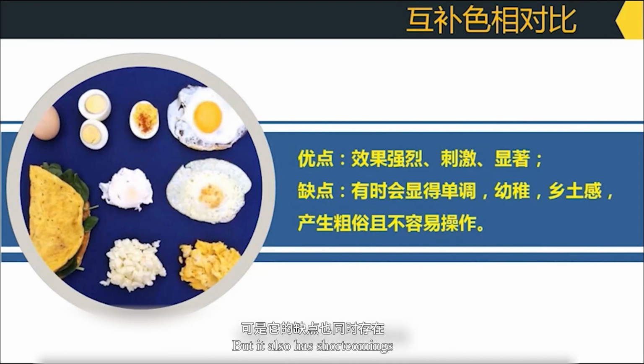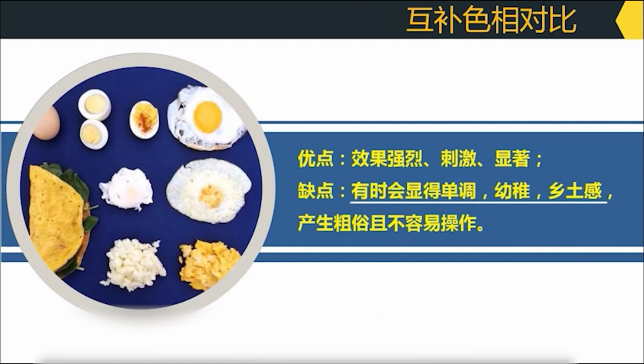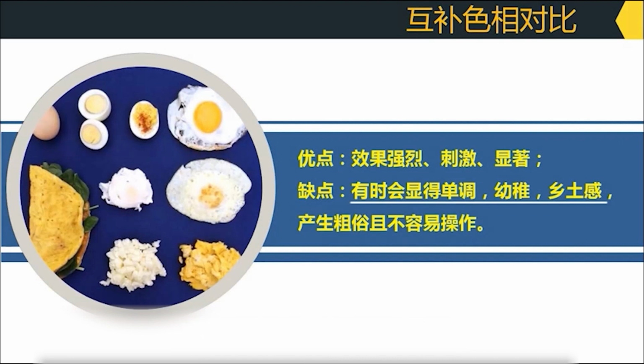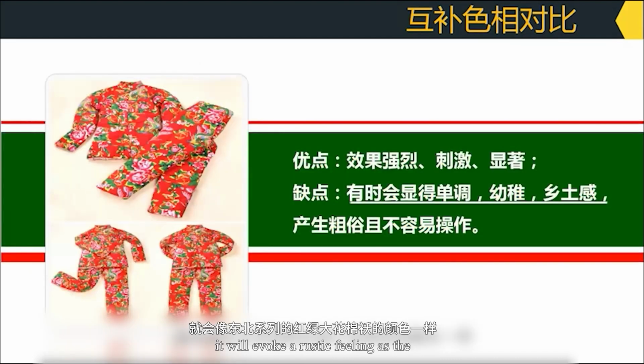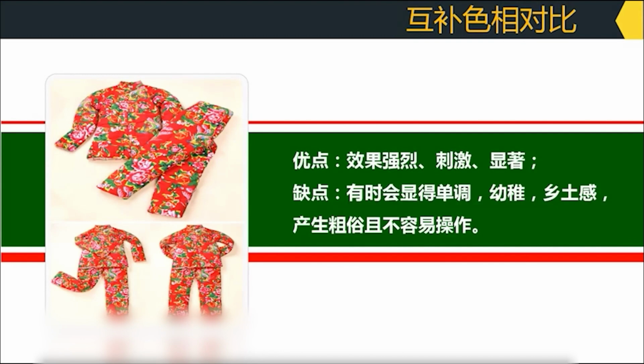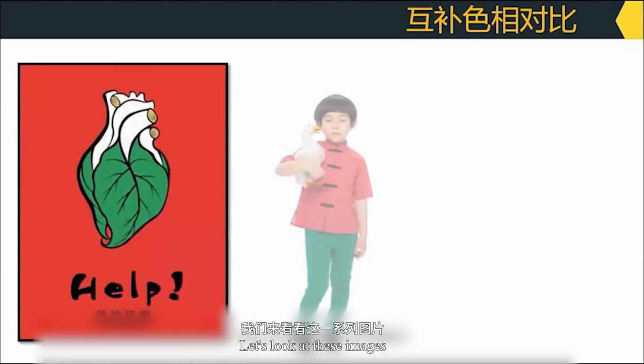But it also has shortcomings. Prolonged exposure to it can make it seem monotonous and somewhat childish. If the proportion of 2 colors is too balanced, it will evoke a rusty feeling as the Chinese Northeastern floral cotton patty jacket does. Let's look at these images.